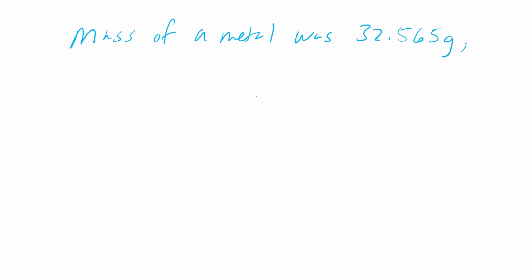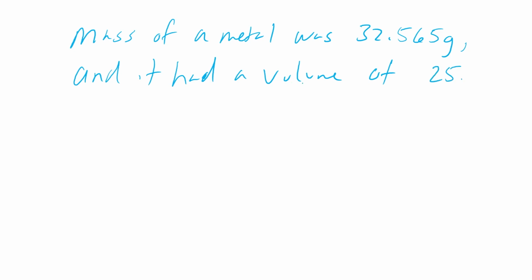It's a straightforward problem. Let's say the mass of a metal was 32.565 grams, and it had a volume of 25.3 milliliters. So in this case, we have a formula in chemistry, D equals M over V. We're using density, and we want to know what is the density in this case. It would be good to know what we're trying to find.